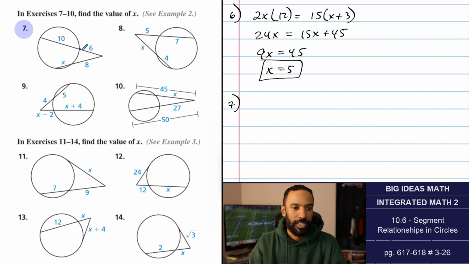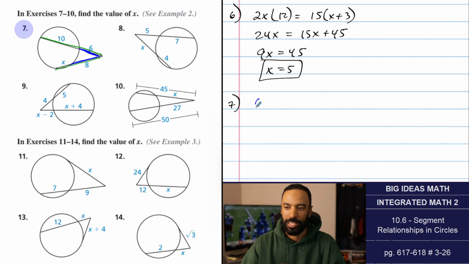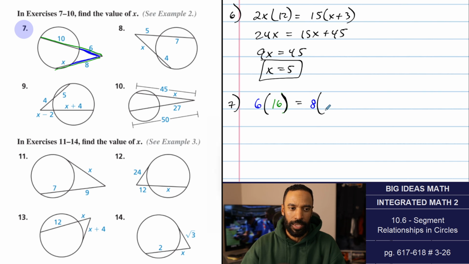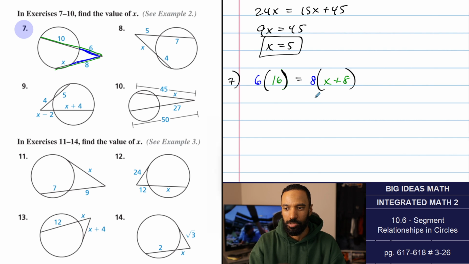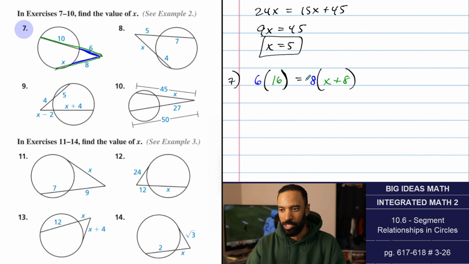So on number 7, the outside of this times the whole, I'll color code these the first time through. After that, probably not. Equals the outside here times the whole. So when I'm talking outside, we're talking about that 6 times the whole thing is 6 plus 10, right? The whole thing is 16. You have to do 6 plus 10 there. Whoops, I'm going to close the parenthesis there with black. Equals the outside on this one, 8 times the whole here is going to be x plus 8. You remember, you have to add that whole set. It's not outside times inside. It's outside times whole.